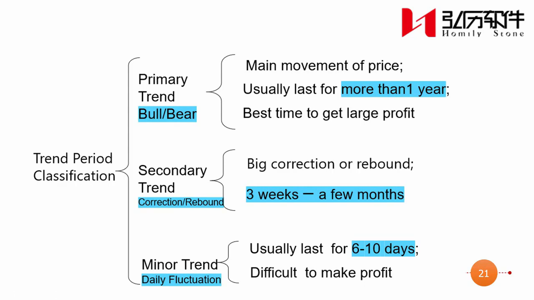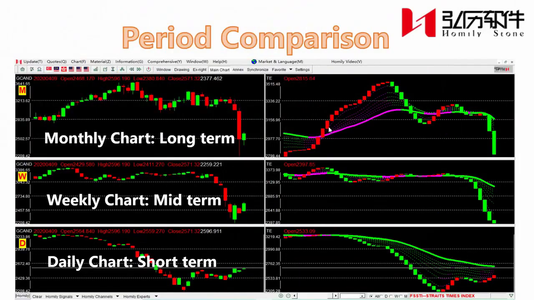And here is the long-term first and short-term next. That is from the trend theory. From period, the trend can be the primary trend, also called the basic trend, which is more than 1 year. The second trend is some rebound or correction, which lasts 3 weeks to a few months. And the minor trend, also called the daily fluctuation, is 6 to 10 days. So long-term first and short-term next. Must look at the big trend, and then we can make big money.